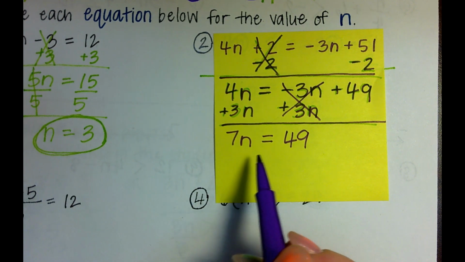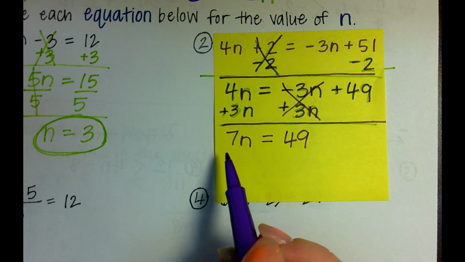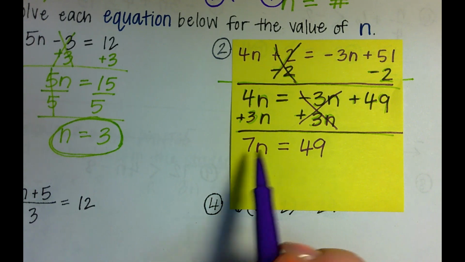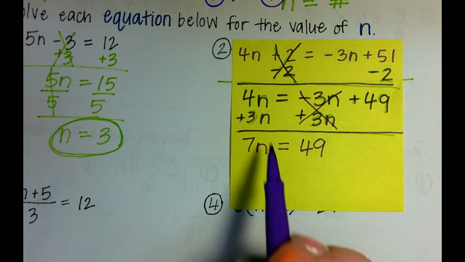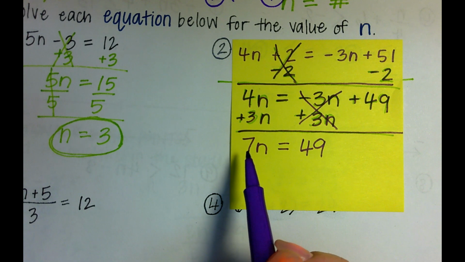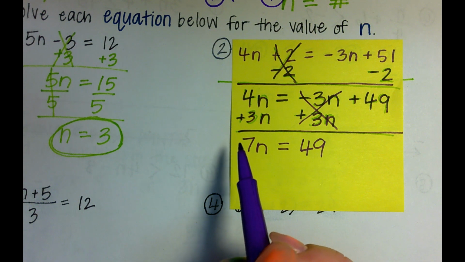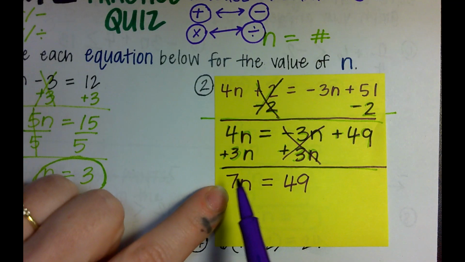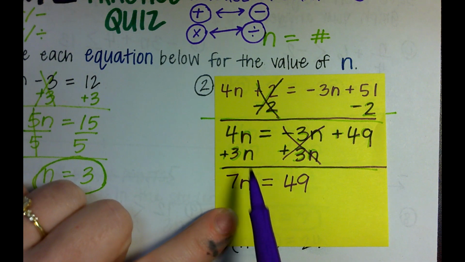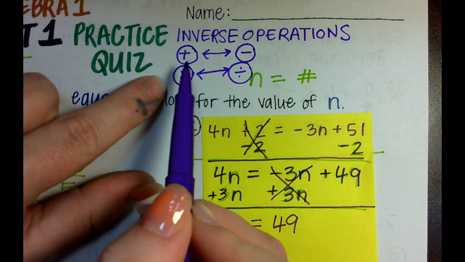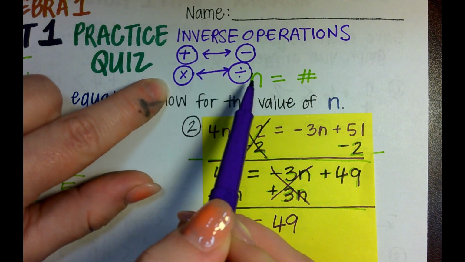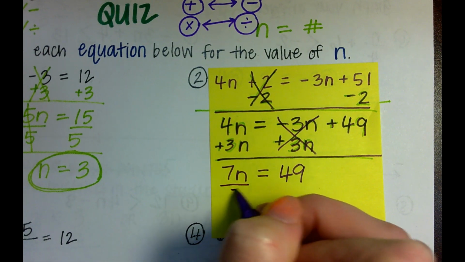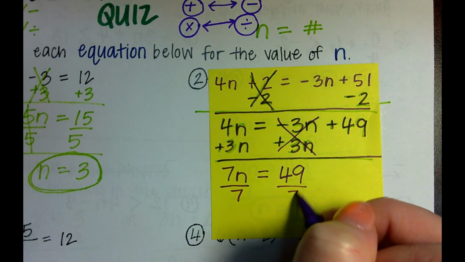So we only have one thing left to get rid of to get to n equals a number, and that's this 7, which is being multiplied. So this is where we use our inverse operation. Since we have 7 times n, or n times 7, we want to do the opposite of times, which is dividing, yes. So we will divide by 7 on both sides.